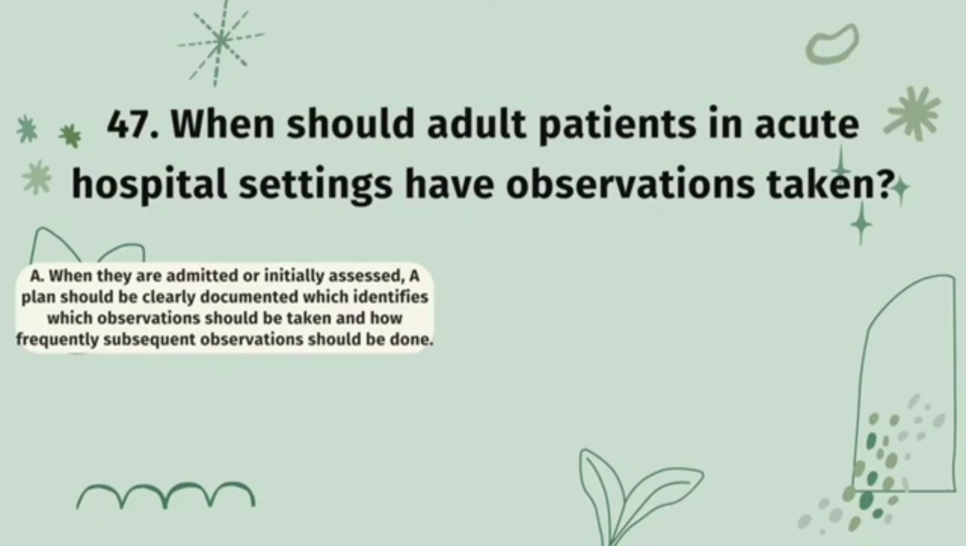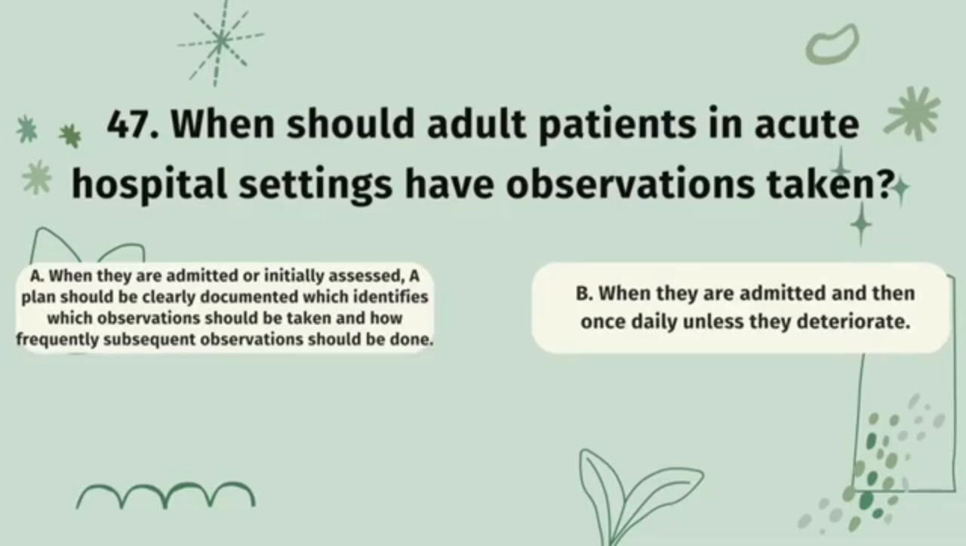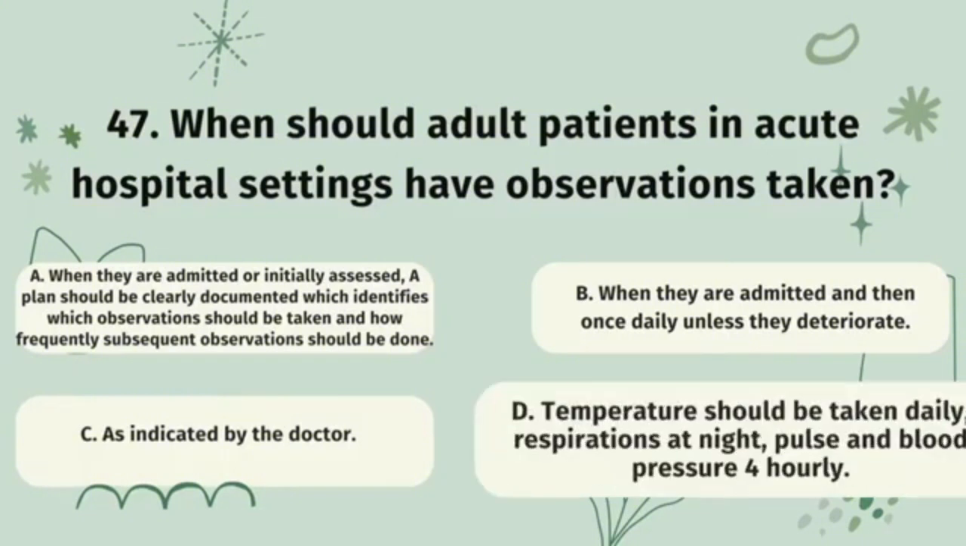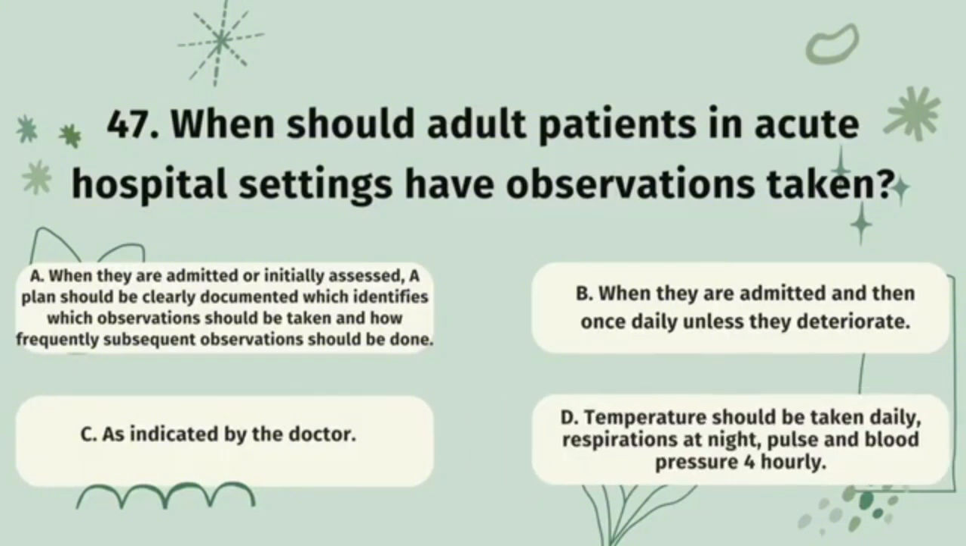A plan should be clearly documented which identifies which observations should be taken and how frequently subsequent observations should be done. Option B. When they are admitted and then once daily unless they deteriorate. Option C. As indicated by the doctor. Option D. Temperature should be taken daily, respirations at night, pulse and blood pressure for who?